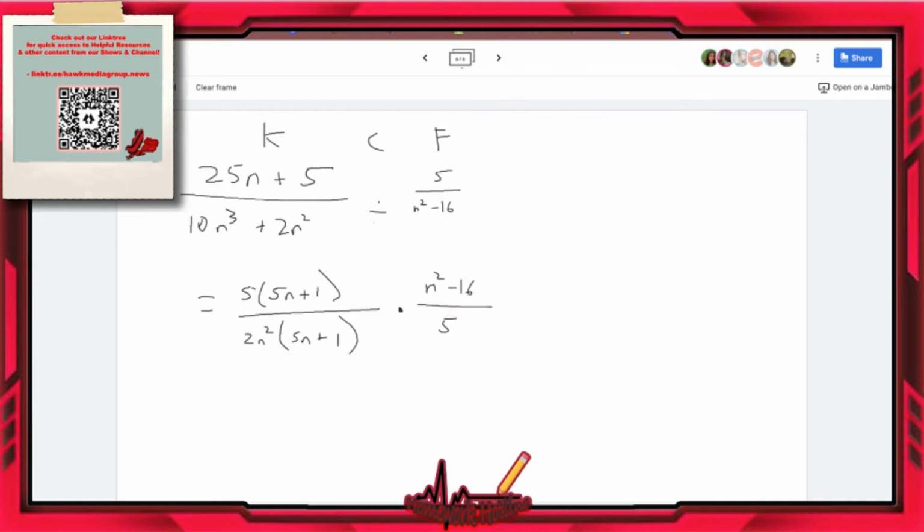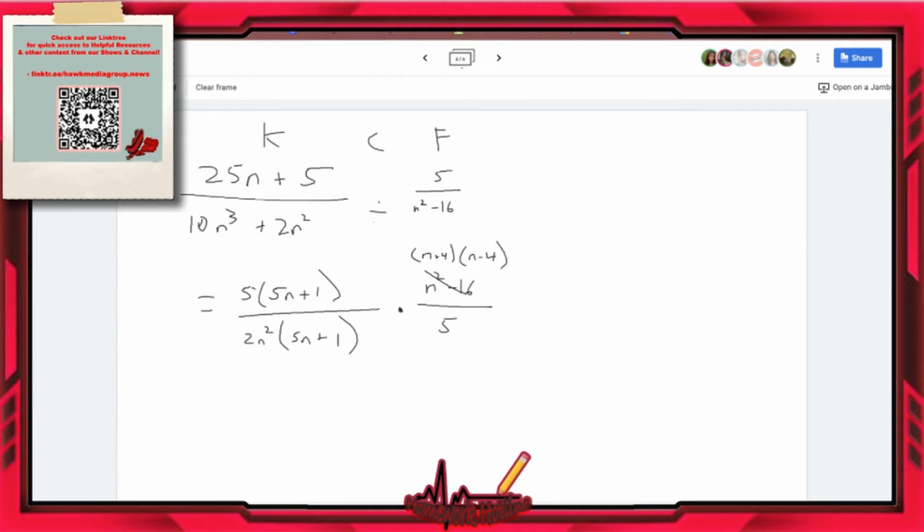And we can still simplify this right fraction a little bit more. We can turn the n squared minus 16, that is a difference of squares, because the n squared is a perfect square, the 16 is a perfect square, and it's separated by a subtraction sign. So we can turn this into n plus 4 and n minus 4. And from here we have everything simplified as much as we possibly can.